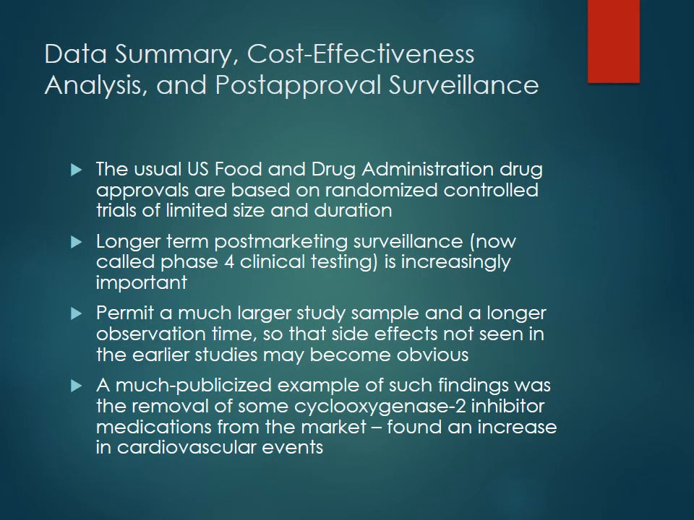So other ways that we can do surveillance: the usual U.S. Food and Drug Administration drug approvals are going to be based on randomized controlled trials. We talked about the different phases of the drug approval cycle and the different size trials they're doing at the different phases. Certainly the phase 4 trial is going to be when? Yeah, after drug approval, when we're giving it to millions and millions of people across the U.S. So these are going to be increasingly important as time goes on.